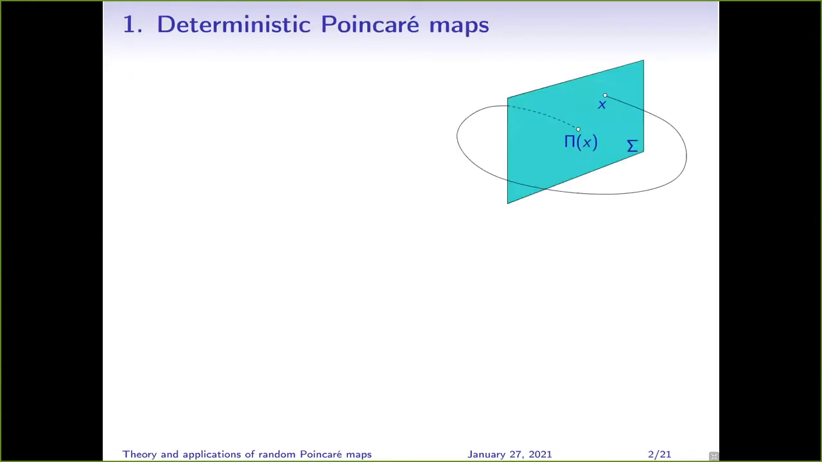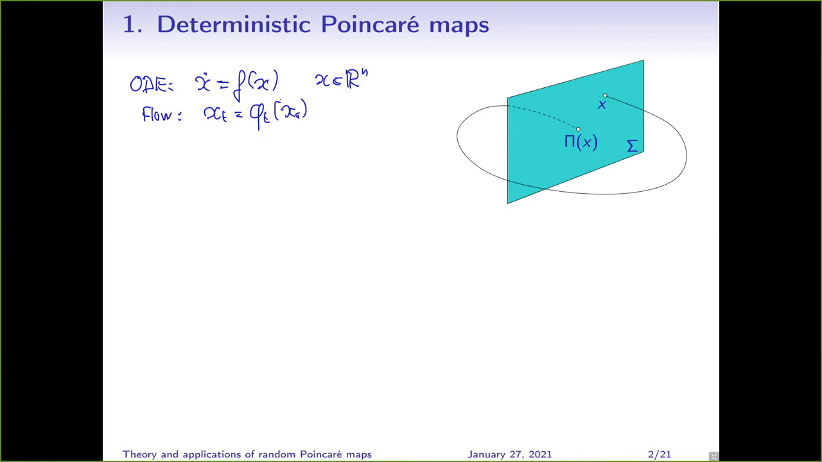So let me start with what I mean by Poincaré map. You may know it as return map. So it's the following idea. Let's say we have an ODE of the form x dot is f of x, and X is a state space, say R^n. This ODE comes with a flow, that's the map which is giving the solution at time t as a function of the initial condition.